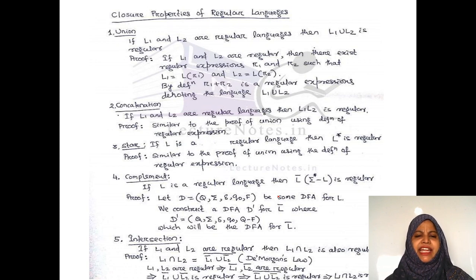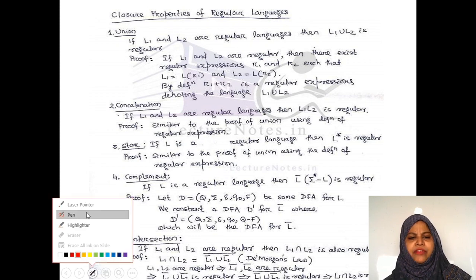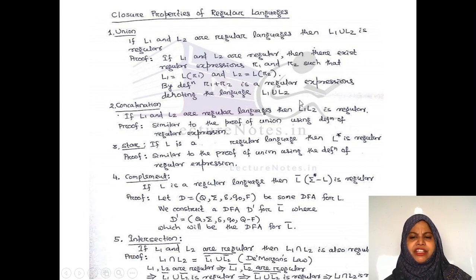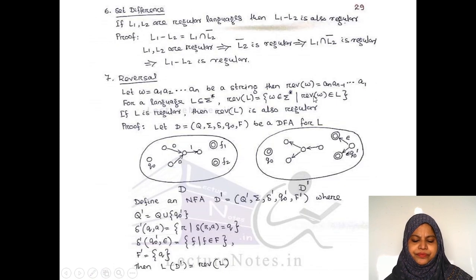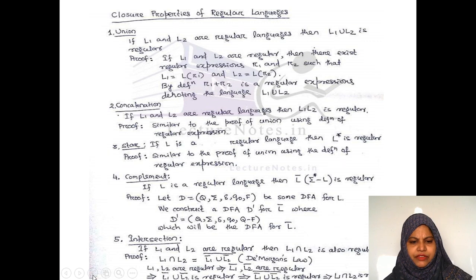Next, fourth one is the concatenation. If L1 and L2 are regular languages, then L1 L2 is regular. Here we are not going to write L1 intersection L2. Concatenation means L1 L2 only. Here L1 L2 is the concatenation, and L1 L2 is also regular.